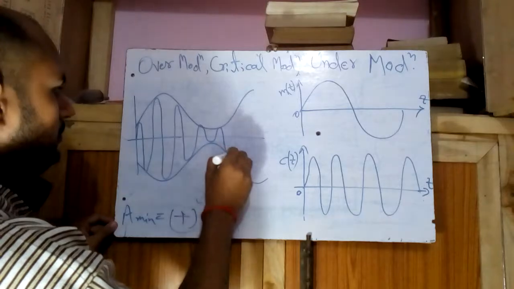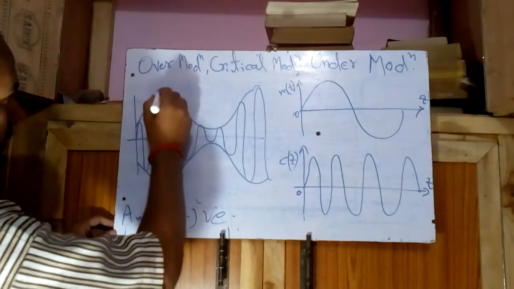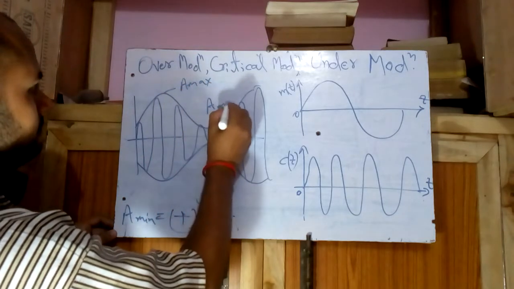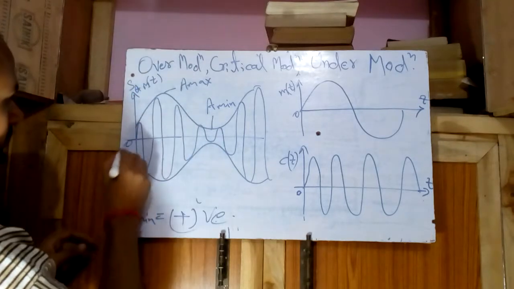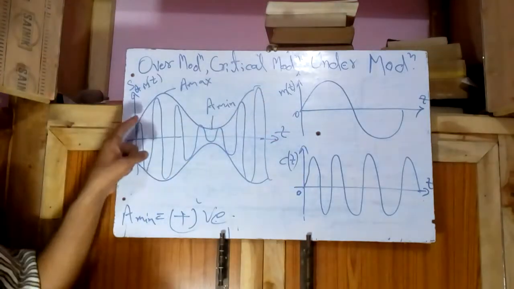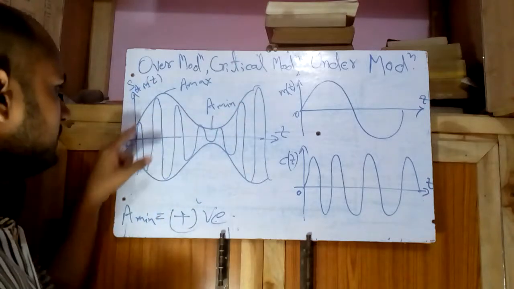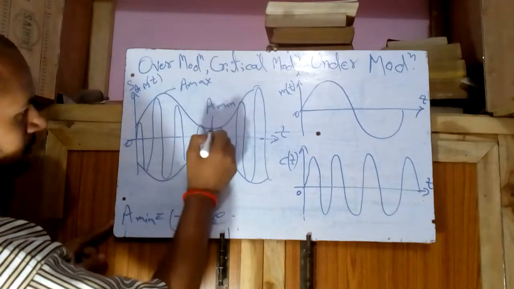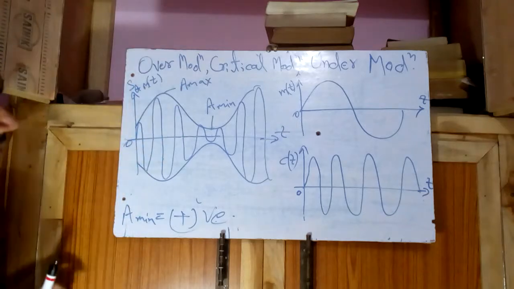Under modulation, the amplitude modulated signal will be this. Here it is, A maximum and this is A minimum, right? So this is the envelope. What is the envelope? The envelope is the locus of peaks of the carrier, right? So A minimum is positive. Here A minimum is greater than 0. That is positive, so it is under modulation.